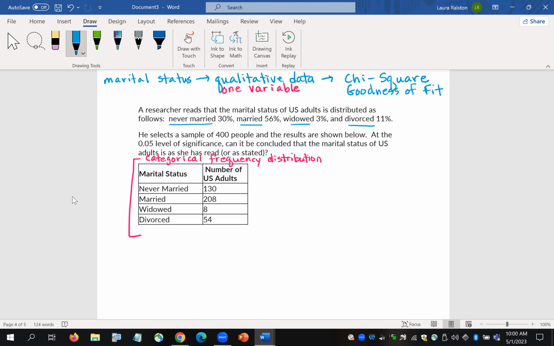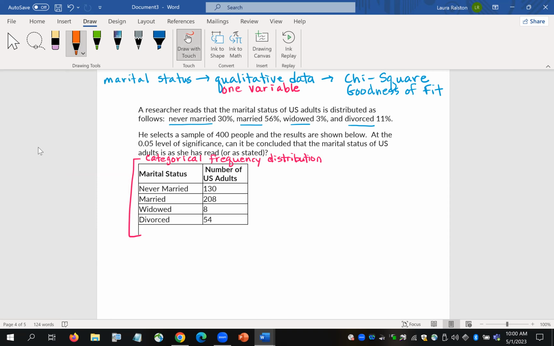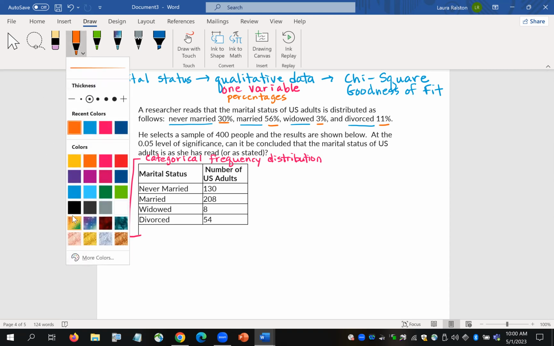Also, in the story, it doesn't talk about average, mean, anything like that. What I do have are percentages, because it says never married was 30%, 56%, 3%, 11%. So again, the fact that you have percentages or proportions may also help you recognize that it's chi-square goodness of fit. So then we begin the hypothesis test.